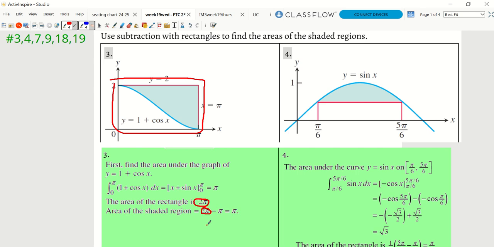All right, 2 pi. And the area of the white zone right here is going to be the integral from 0 to pi, lower bound, upper bound, of 1 plus cosine x. Since it's not a perfect shape, we have to take the antiderivative, plug in upper bound, lower bound, and subtract them from each other. And then you end up getting a clean pi, which is right here.